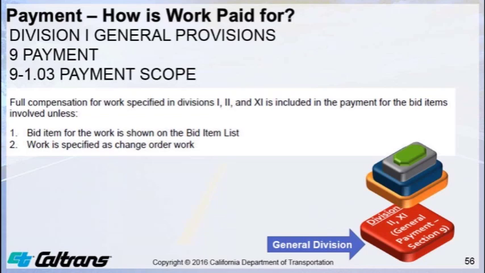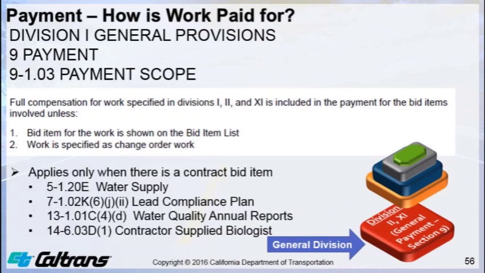Continuing on with our Section 9-1.03 payment scope, to protect contractors from unintentional consequences, especially unforeseen costs, we have now included some conditional bid items for Divisions 1 and 2. The following sections in Division 1 and 2 contain conditional language that the section applies only when there is a bid item shown on a bid item list.